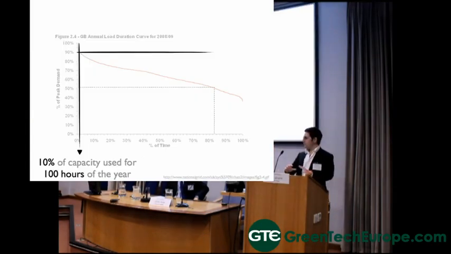So I want to show you a bit of a macro view. This is the load duration curve, and I'm sure it needs no explanation, but this is what National Grid put out. It shows how often we use what percentage of our generation fleet. The important part is that the final 10% of all the capacity in the country is used for less than 100 hours a year. In the UK, that's about 5 gigawatts of capacity used for just a few days.